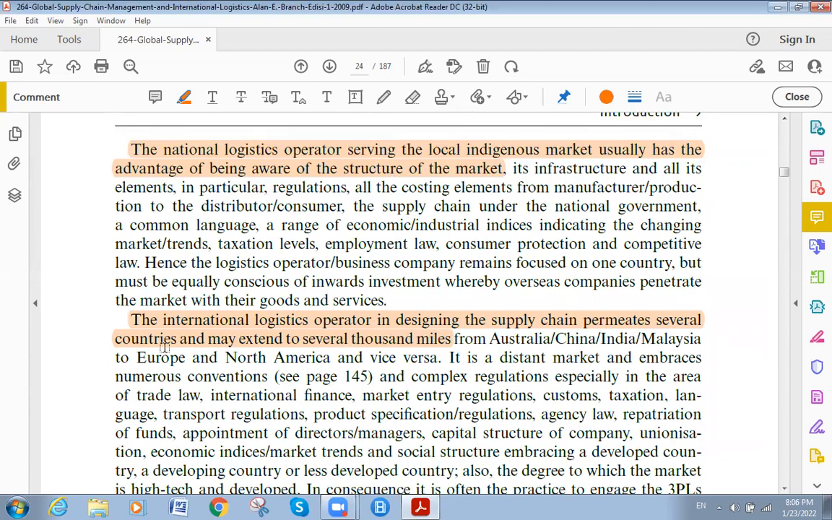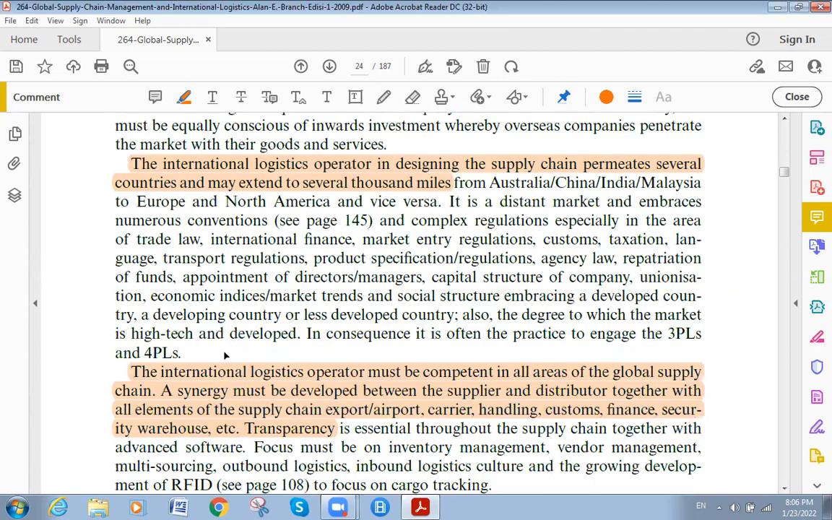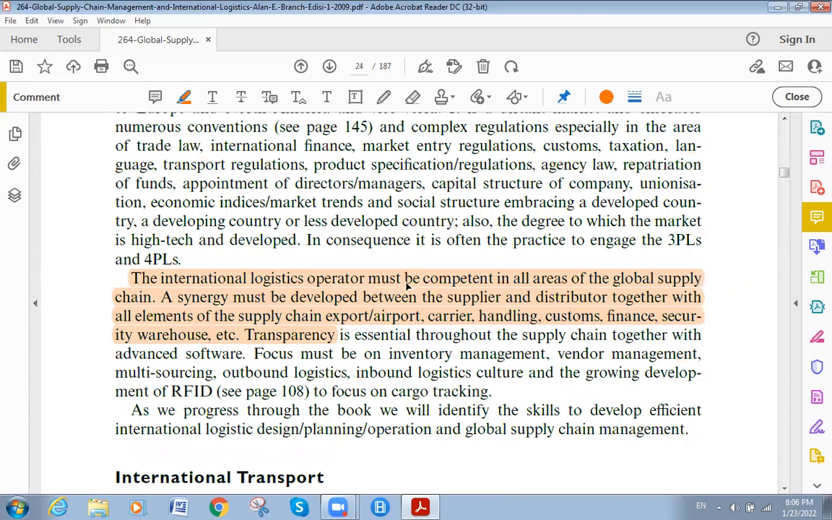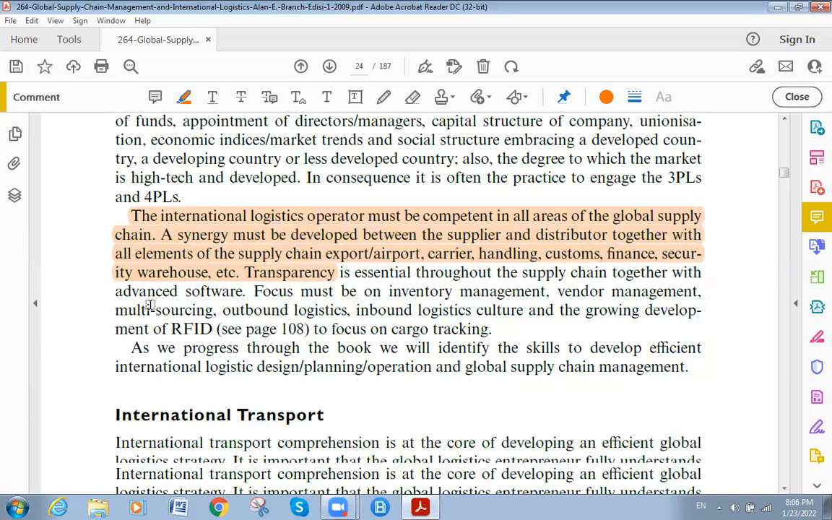When you work in global logistic, you are not working in one country, but rather in many countries, and it may extend to several thousand miles. The international logistic operators must be competent in all areas of the global supply chain. To work globally, you must know about the countries which you will trade with. For example, you must know everything about the logistic systems, the political environment, the social environment, the economic environment. All environments around you, you should be aware of.